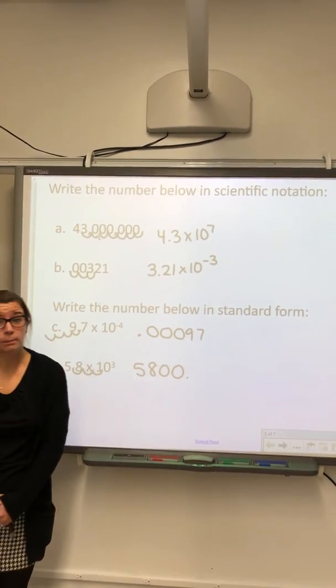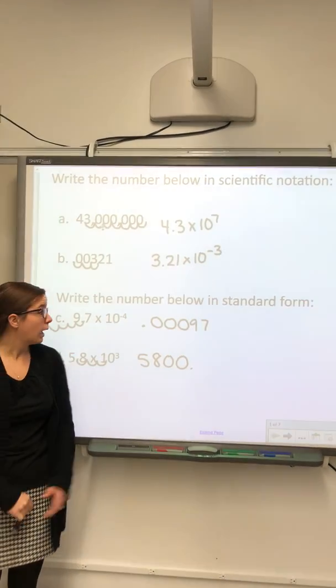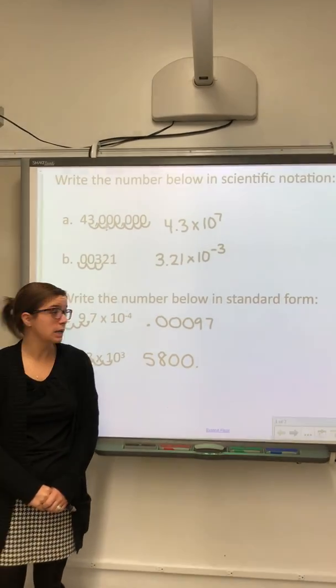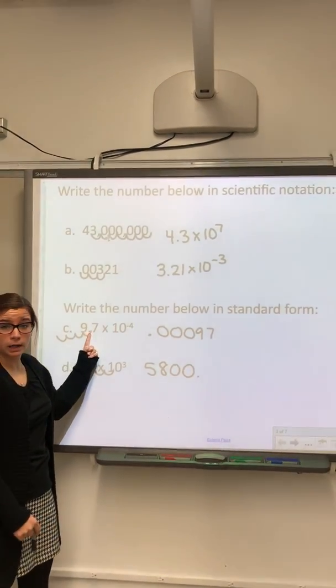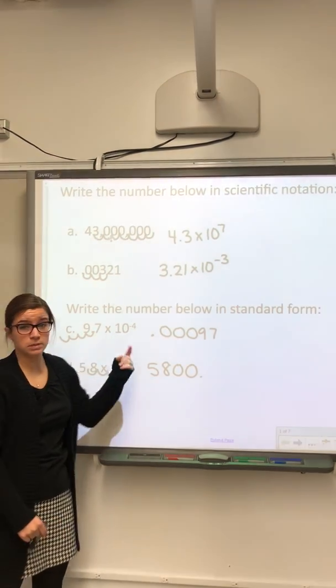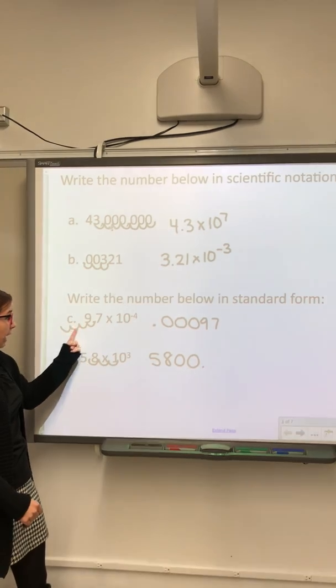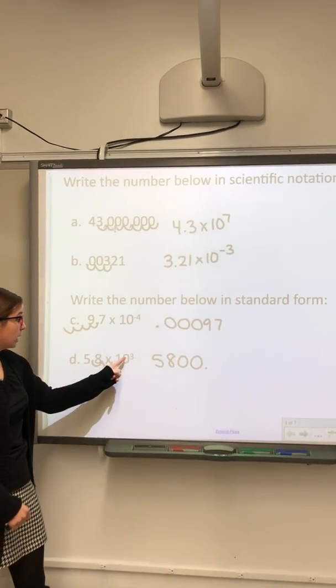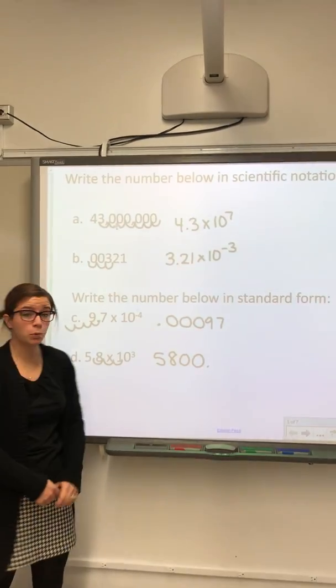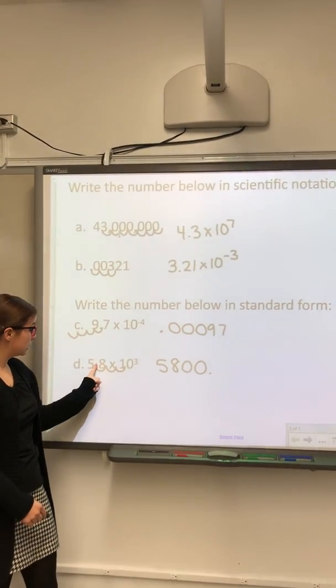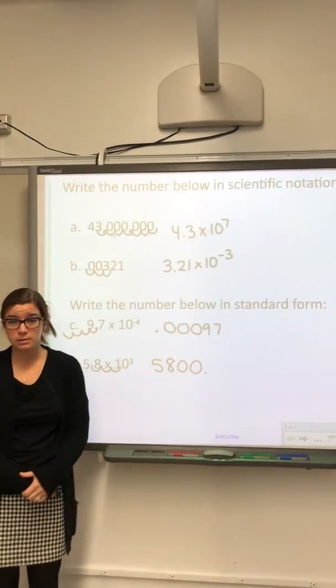When I'm writing the number into standard form, I'm looking at the exponent. It tells me how many places to move the decimal. I'm really multiplying 9.7 times a tenth 4 times, or I'm moving the decimal back 4 spots. Here I'm multiplying 5.8 times 10 3 times, or I'm moving the decimal up 3 spots.